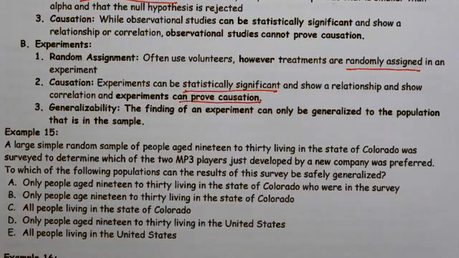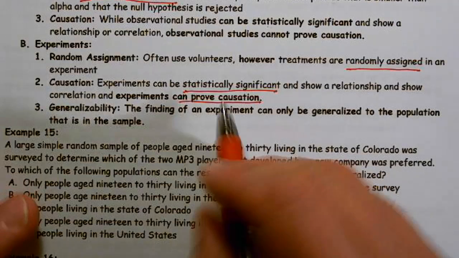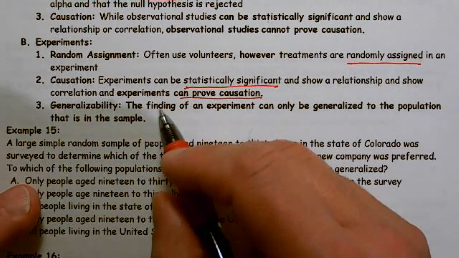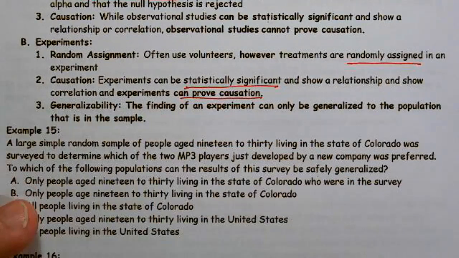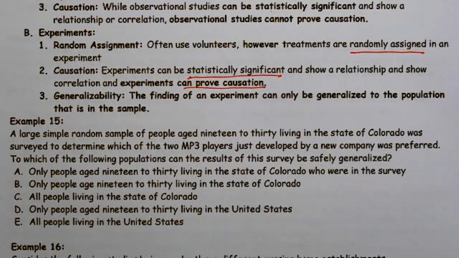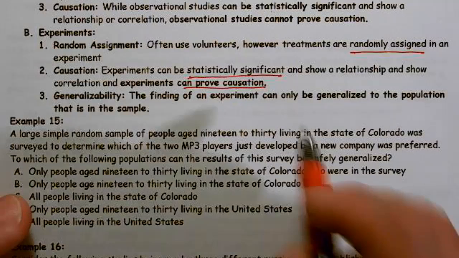The term generalizability: the findings of an experiment can be generalized to the population. The experiment is on a sample, and that sample can be generalized to the population. We want to know what population it can be generalized to, and it can be generalized to the population that looks like the sample. A large simple random sample of people aged 19 to 30 living in the state of Colorado was surveyed to determine which of the two MP3 players just developed by a new company was preferred. To which of the following populations can the result be safely generalized?